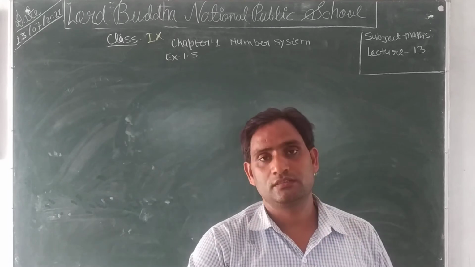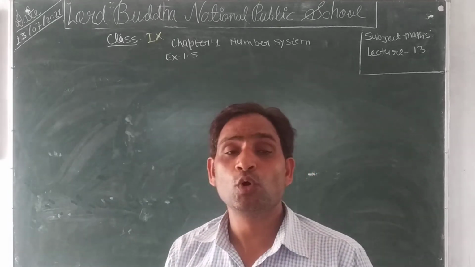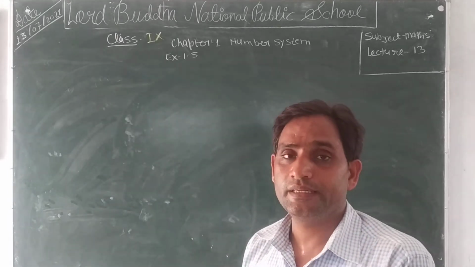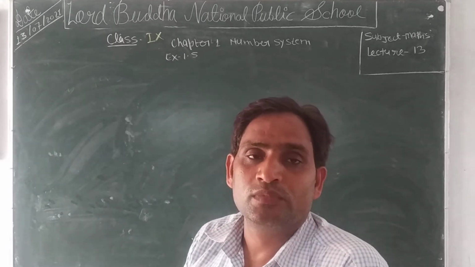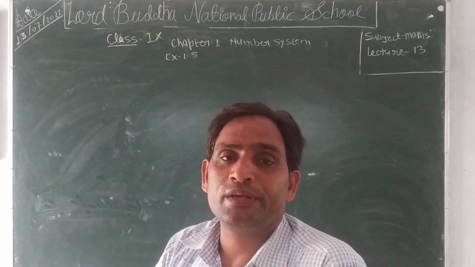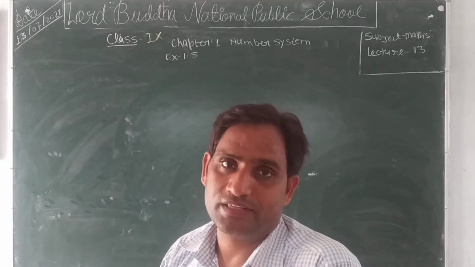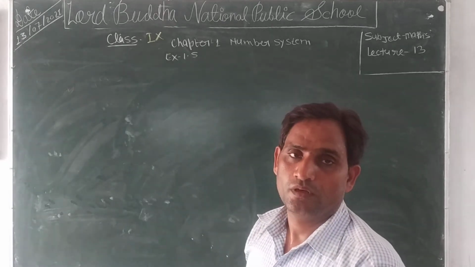कहने मतलब क्या है, अगर हम दो irrational numbers को multiply करें और उनका प्रोडक्ट rational number हो, तो ये दोनों नंबर एक दूसरे के rational factor कहलाते हैं. Clear? There are some standards.